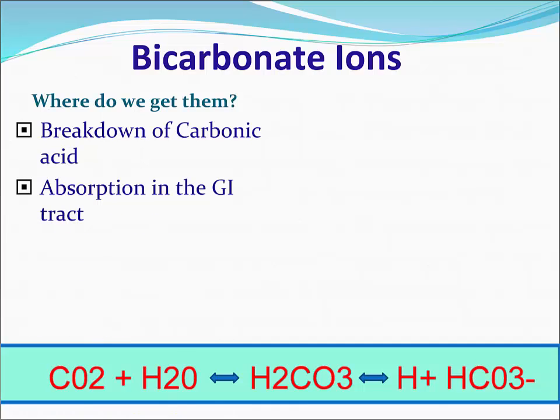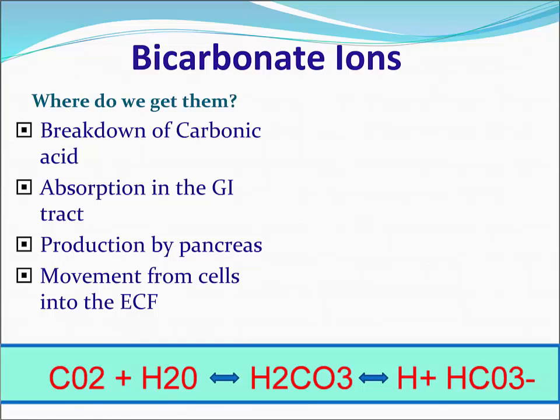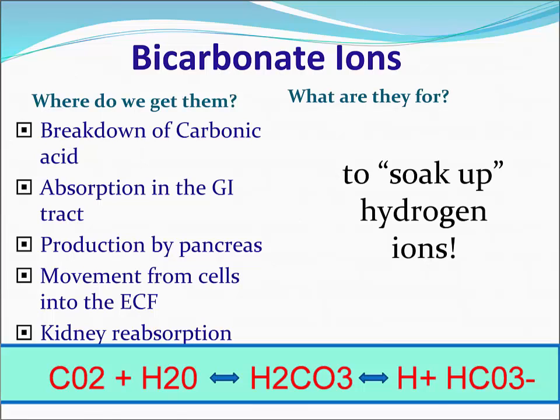They're also absorbed in the GI tract. Bicarb is also produced by the pancreas. And it can also be moved from the cells into the extracellular fluid. And our kidneys can actually have a part in reabsorbing bicarb as well. So all those systems can work together to maintain the adequate amount of bicarb. And basically, what is bicarb for? Well, again, it is a base and it's to soak up or accept hydrogen ions.